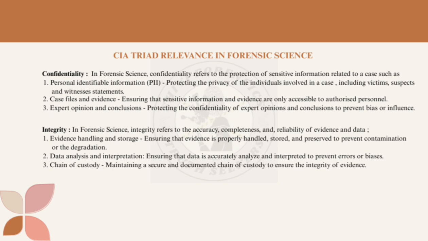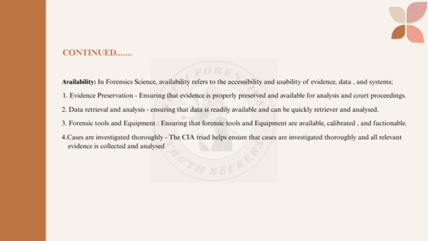And the next slide is about availability, and it will be continued in significance in forensic science. It refers to the accessibility and usability of evidence, data, and systems. It includes what forensic tools and equipment were used, how the case was investigated, the data retrieval and analysis, and how the evidence was preserved. It's all about confidentiality, integrity, and availability in forensic science.